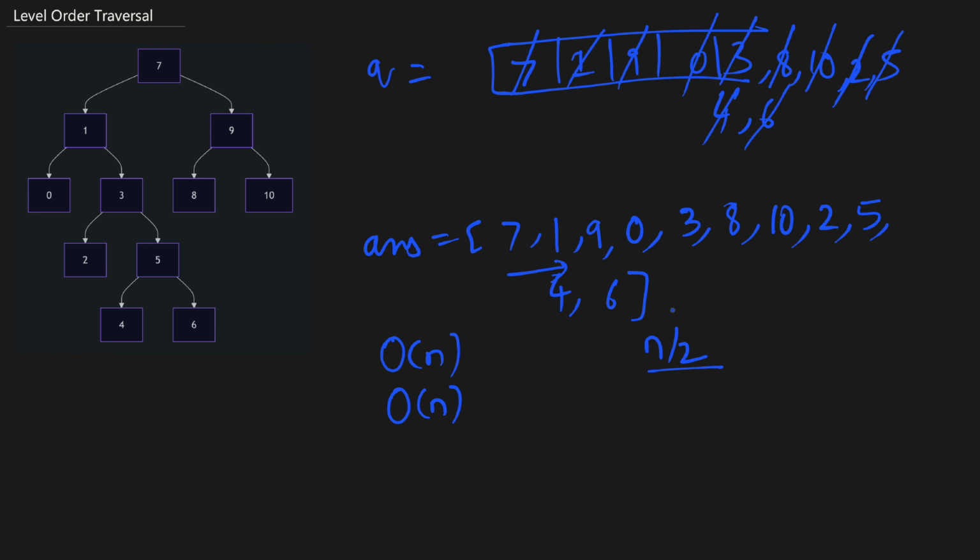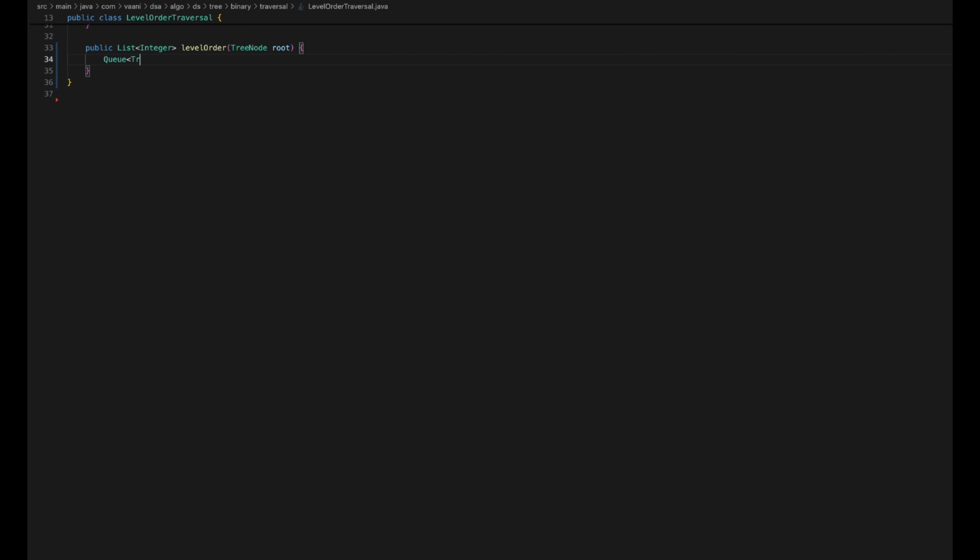And finally, if you are still interested, let's cover the code as well. First, let's initialize the queue for level order traversal. We can use the linked list implementation in Java for that. Let's add the root node to the queue. Let's also create our answer list to store the level order traversal. We can use the array list or linked list implementation for that.